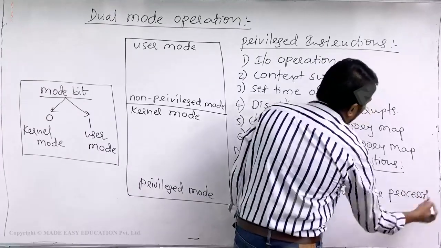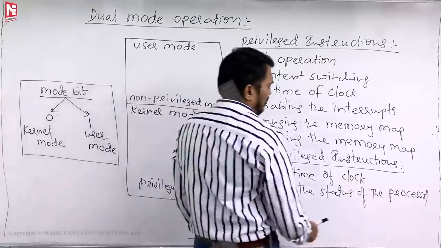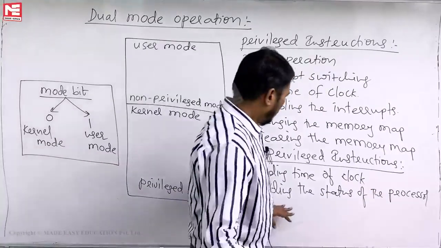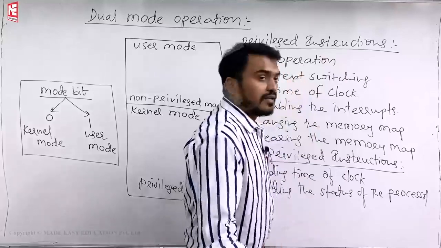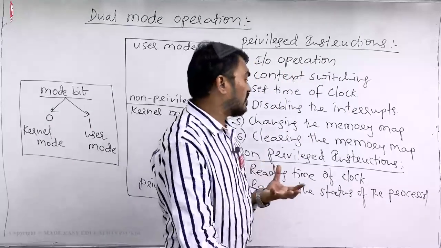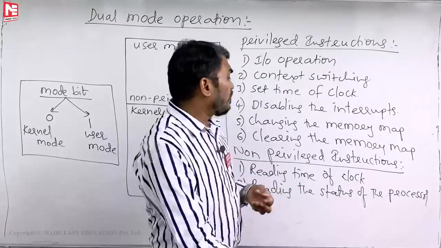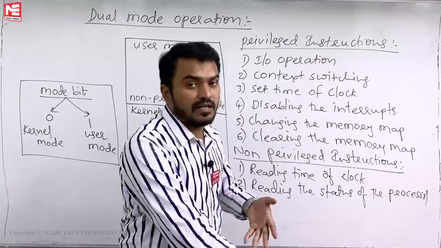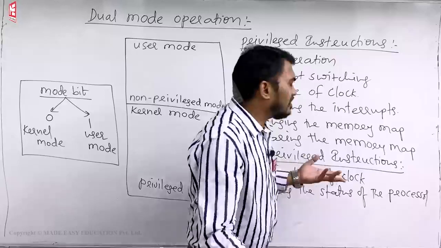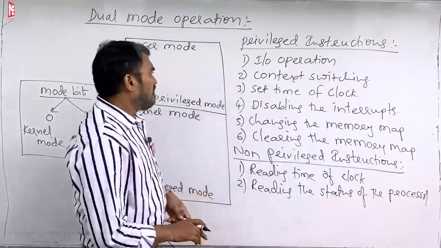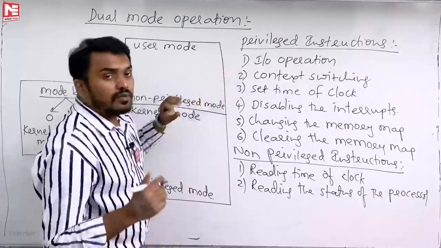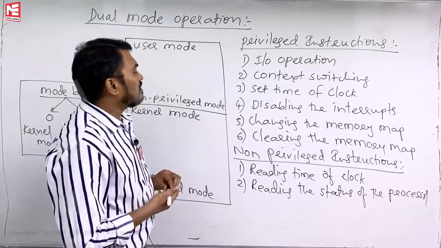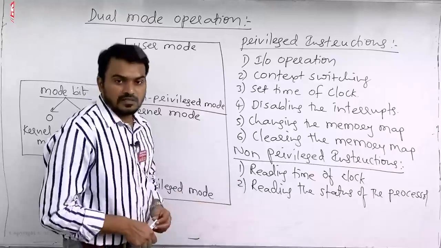And next, reading the status of the processor. If it is not visible, I am repeating. Reading the status of the processor: you are just performing only a read operation. You are reading the status of the processor, meaning how much percentage the processor is busy, the CPU utilization. You are only reading it, so that is just called a non-privileged instruction. So these are some of the known examples of privileged instructions and some of the known examples of non-privileged instructions.